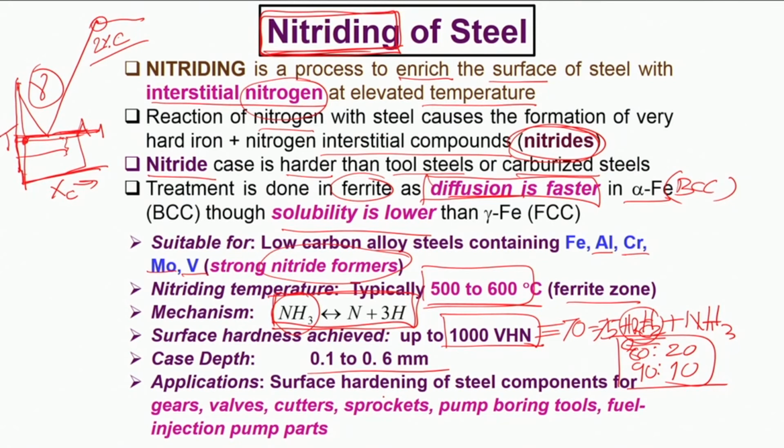And applications actually cover a very wide range of components based on steel. The gear components, the valves, the cutters, or various kinds of slicing equipment, sprockets, boring tools, pump devices, then fuel injection pump parts, nozzles, various kinds of applications. And in fact, it is very widely used not only for ferritic steel, but also austenitic stainless steel.